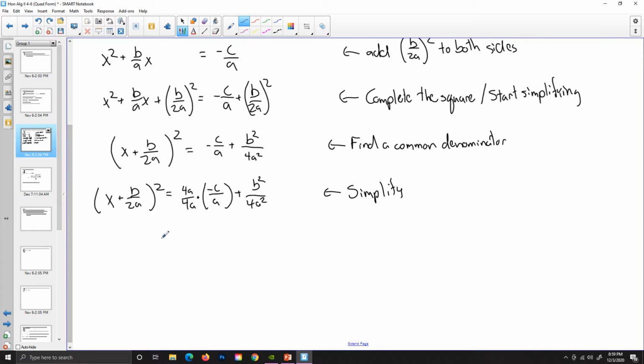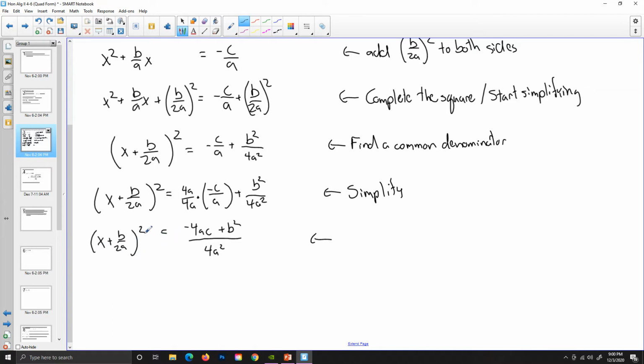And so now I have negative 4ac plus b squared all over 4a, because when I go 4a times a, I'll have 4a squared, and then I can add the numerators and the denominators are the same. All right, so now I still have this x plus b over 2a squared on this side, and I want to get x by itself.